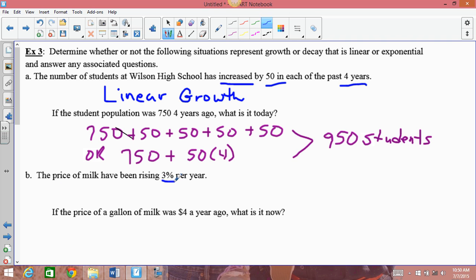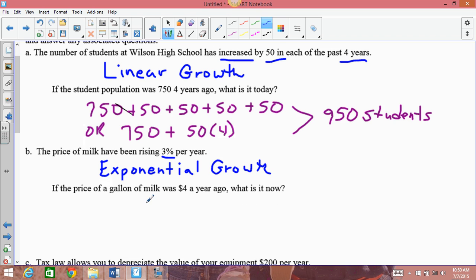The percent, a relative amount here, would be exponential, and because it's rising, we would say growth. I'm going to use that formula that you saw just a minute ago. The price of a gallon of milk was $4 a year ago. What is it now?